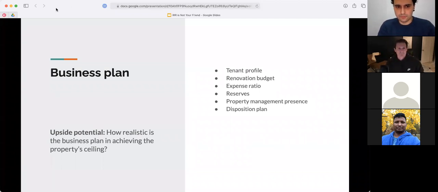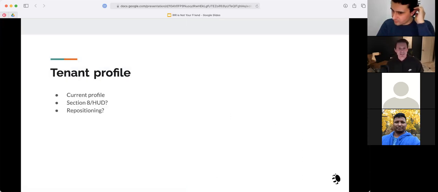Great. So the business plan. I think about this way: the unchangeable properties of the asset define your upside. The business plan is how much of that upside the sponsor intends to capture, and how they're going to go about doing that. There are a few different things to think about here with the business plan.